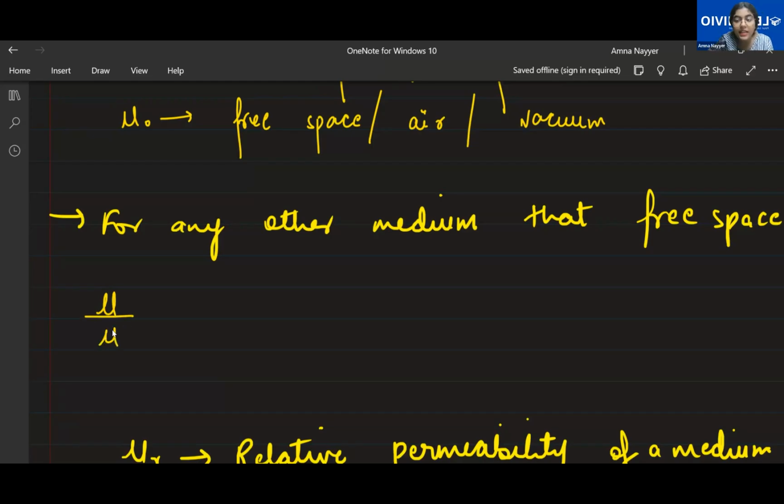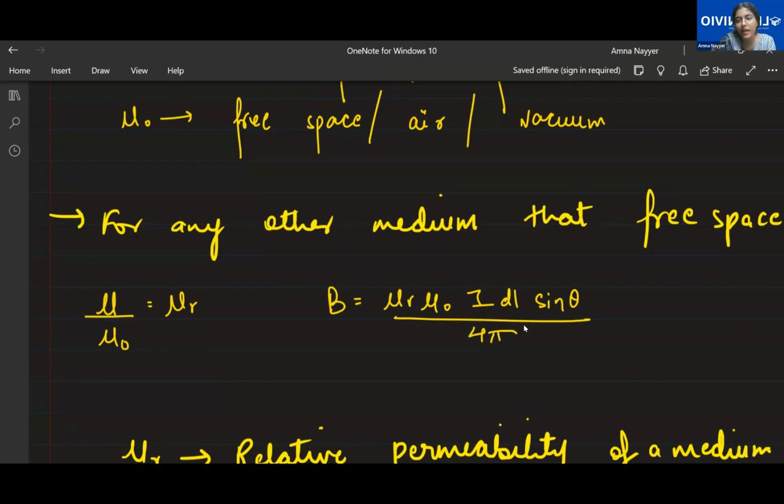If I compare the permeability of any medium with respect to air, I get relative permeability. You are comparing two things, they are relative to each other. So in the formula, B is equal to mu r into mu naught I dl sine theta divided by 4 pi r square. This becomes the complete formula.